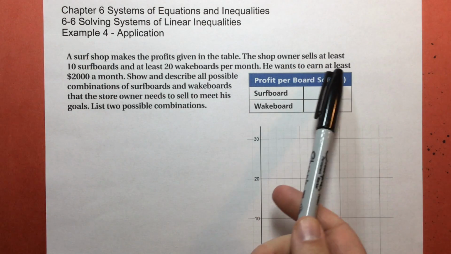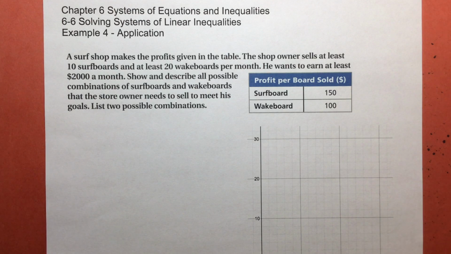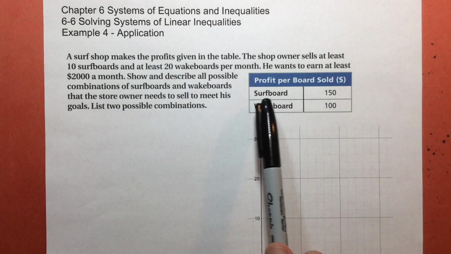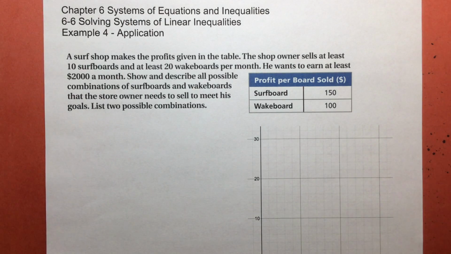The shop owner wants to earn at least $2,000 a month off of surfboards and wakeboards. How do I know how much the owner is going to make or the store is going to make? It tells me that $150 from every surfboard is profit. That does not mean that each surfboard costs $150. That means that that's the amount of money that the owner gets to keep.